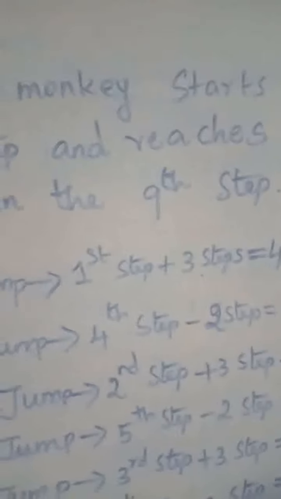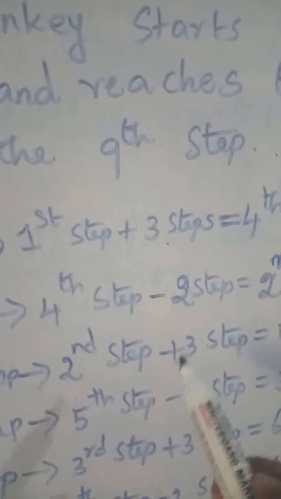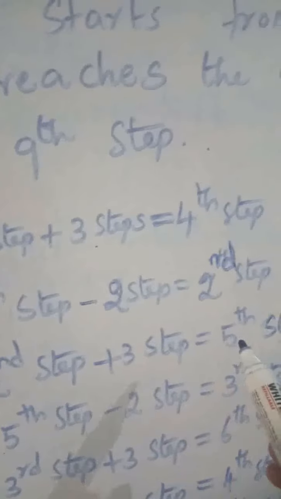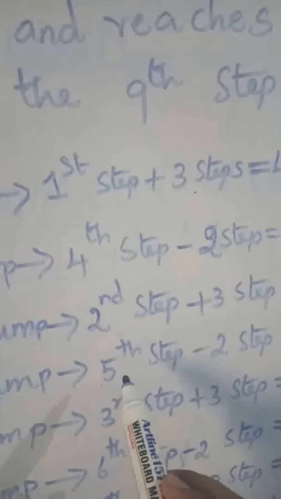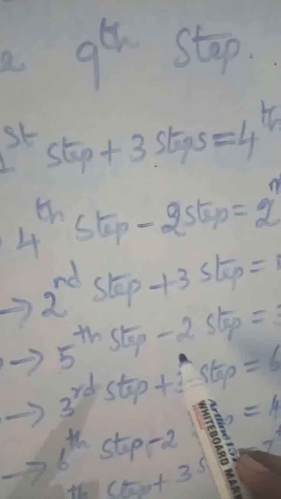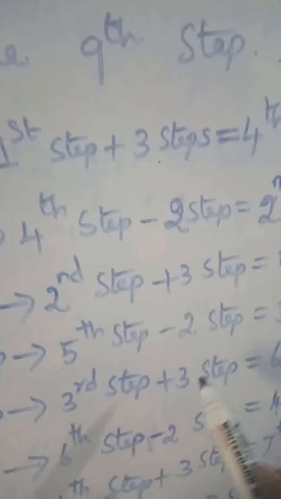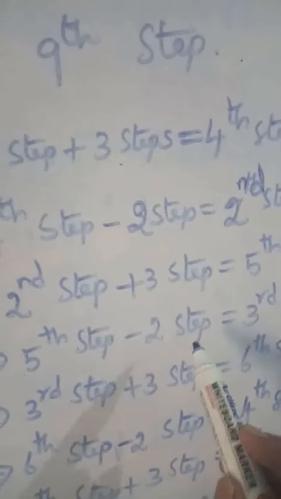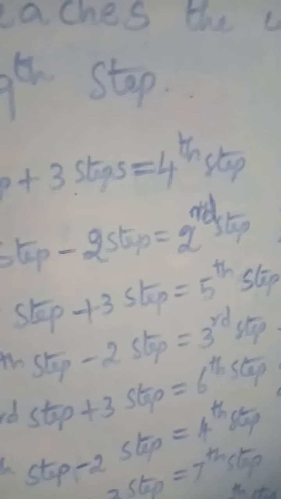Okay children, next, third jump. Already it is in second step, so second step plus 3 steps, isn't it? It jumps 3 steps down, so plus 3, so 5th step. Next, 4th jump, it is in 5th step, so minus 2 steps. Why? It jumps 2 steps back. So I'm taking back as minus and down as plus. Understand children? So minus 2 steps. So 5 minus 2 is what? Third step.